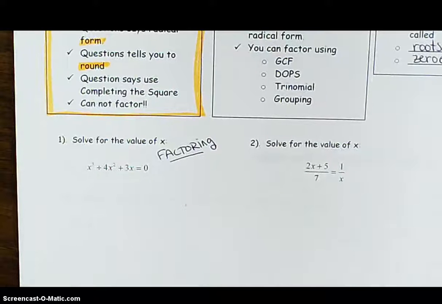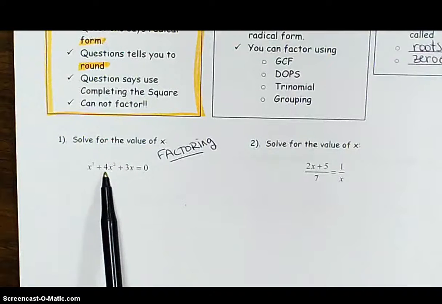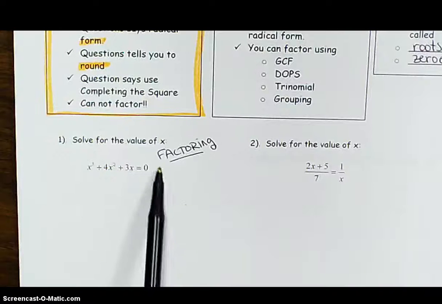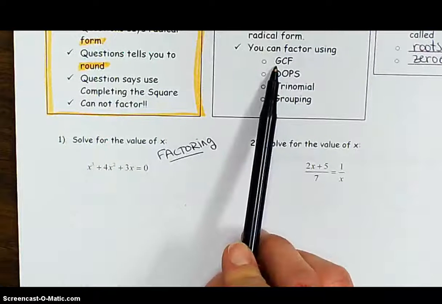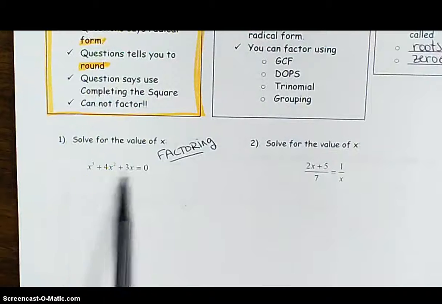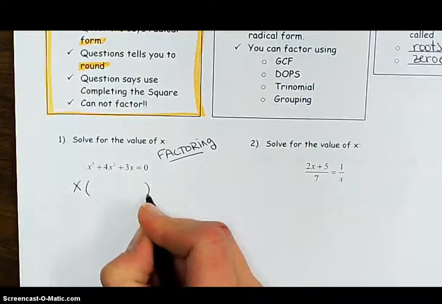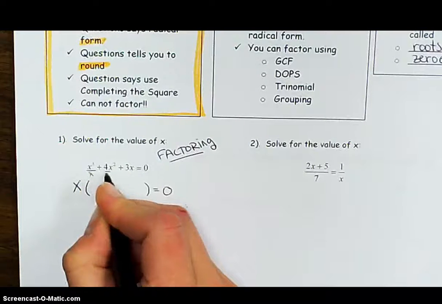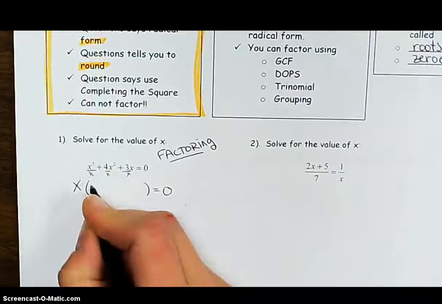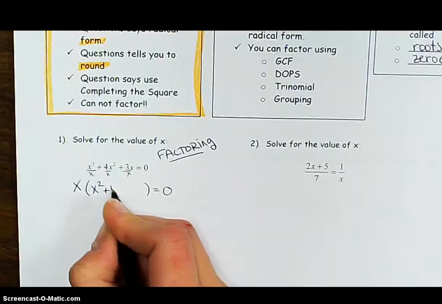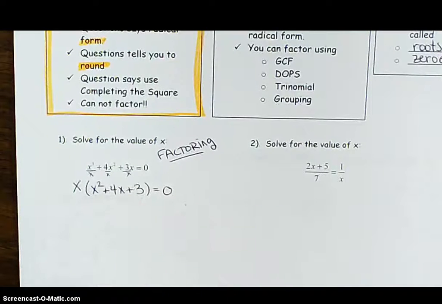All right, so let's take a look. Let's go ahead and do this one. So for factoring, let's take a look. x to the third plus 4x squared plus 3x equals 0. So we're going to solve this by factoring. Remember, what's the first type of factoring you always try? GCF. So is there a GCF here? Yes, there is. And that GCF is x. And then we're going to go ahead and do a big set of parentheses, and we're going to divide an x out, because we put it on the outside. So we're going to get x squared plus 4x plus 3.